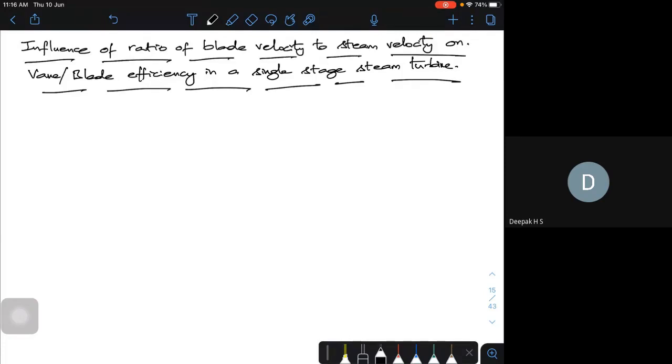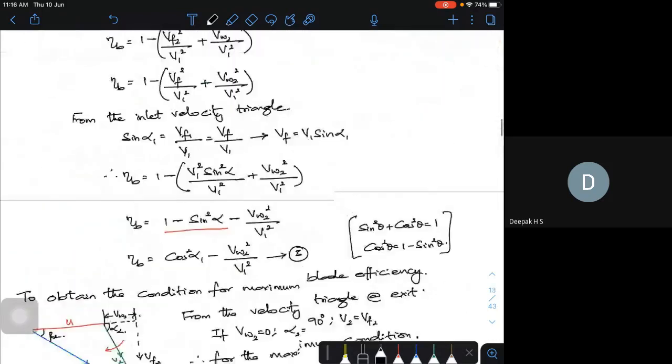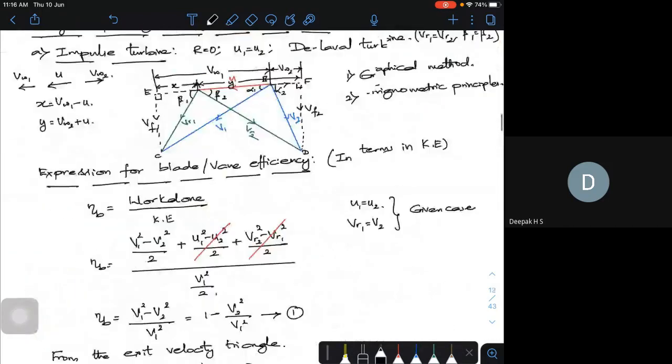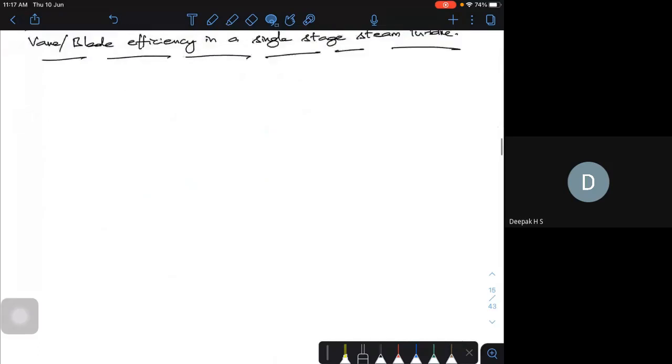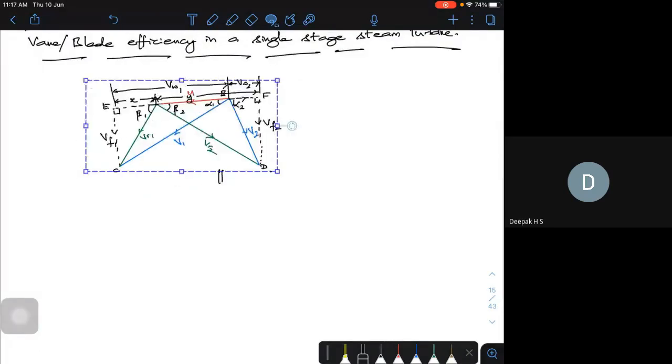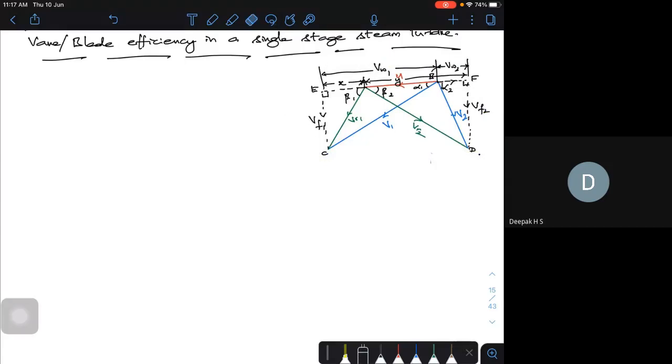Now, if you consider a single stage impulse turbine, we have already seen this particular velocity triangle. Let's go and take it. This is a single stage steam turbine. I have a combined velocity triangle for it, where we have the V1, where you have U, and all those things.